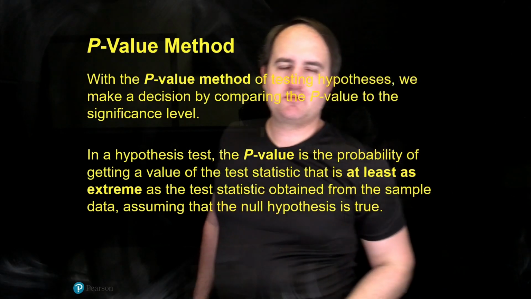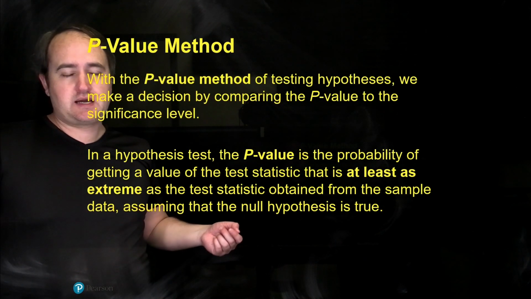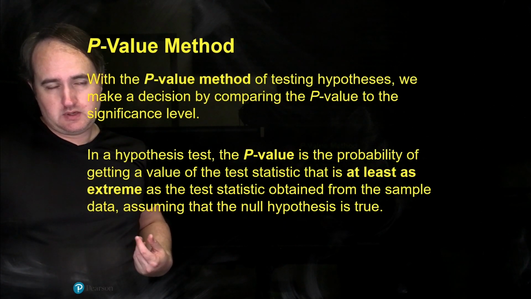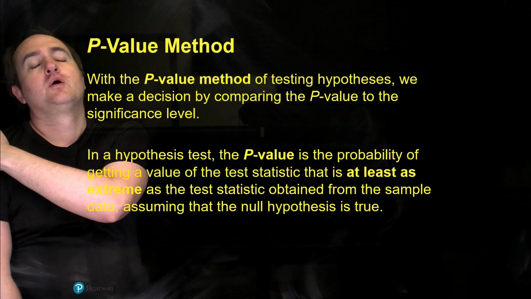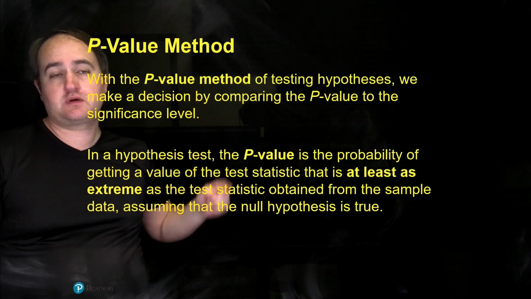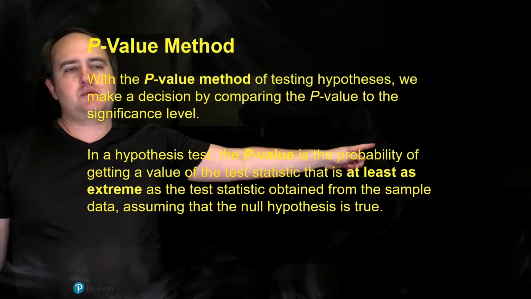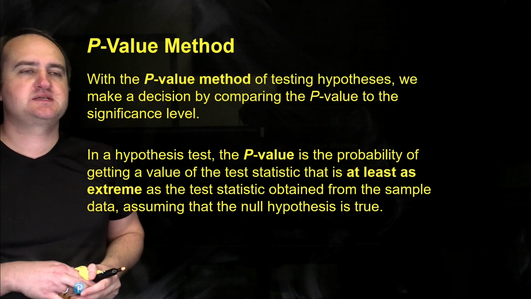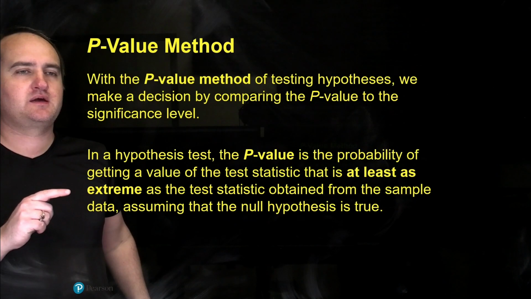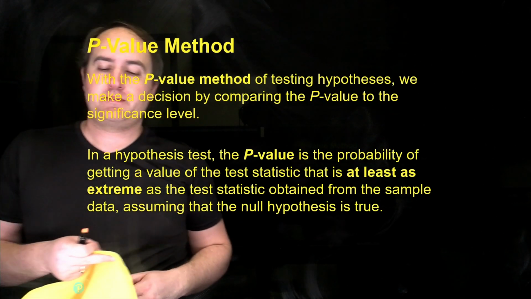So with the p-value method of testing hypotheses, we still need to decide whether it's a left-tailed, right-tailed, or two-tailed test. But once we know that, we're able to calculate what's called the p-value using our test statistic. Okay? So the p-value is the probability of getting a value of the test statistic that is at least as extreme as the test statistic obtained from the sample data, assuming the null hypothesis is true.